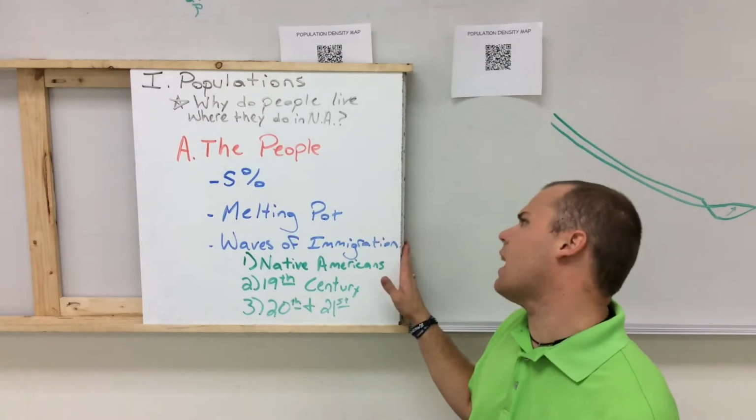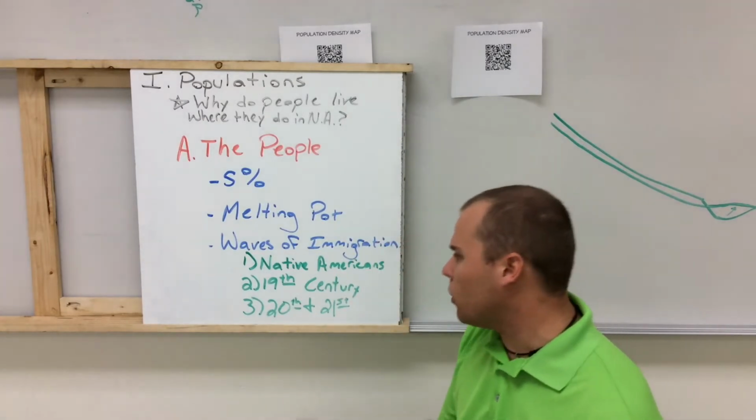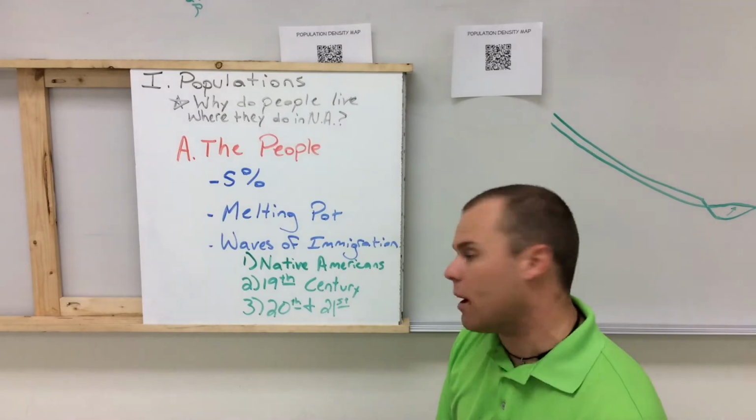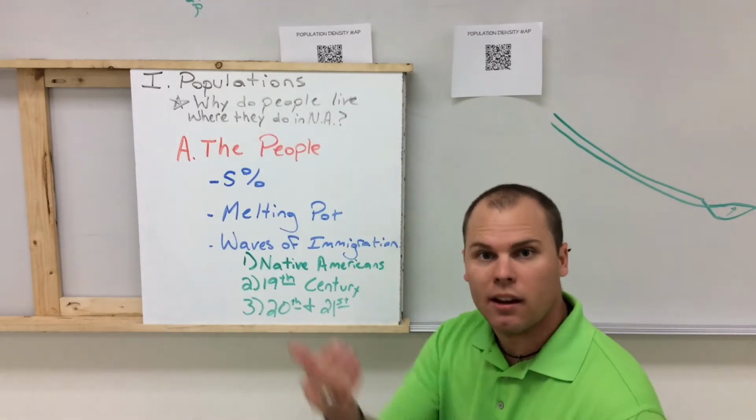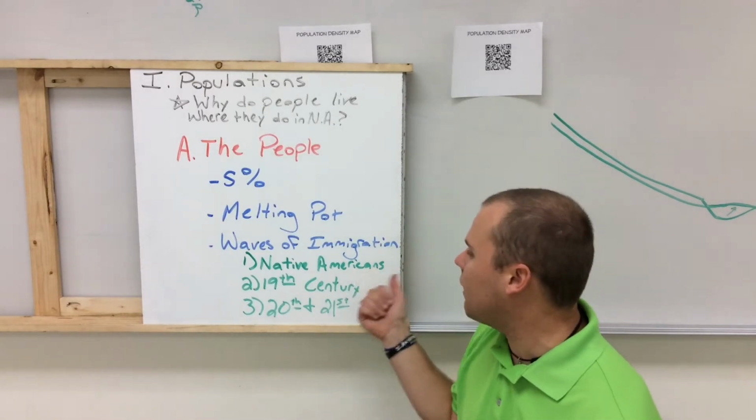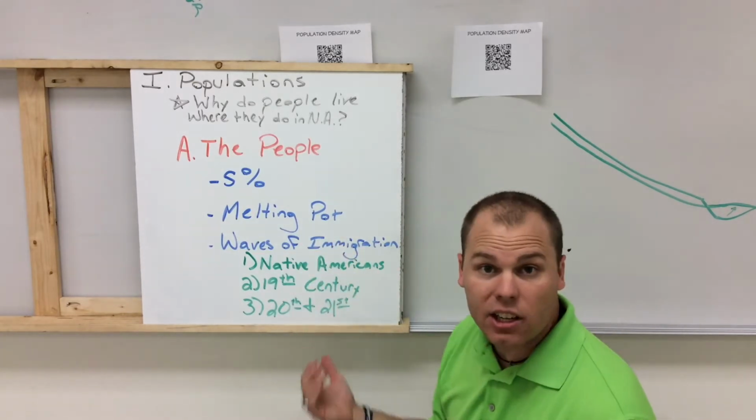Next thing I've got on this slide is the waves of immigration. There are really three big waves of immigration in North America. The first is with the Native Americans. What I mean by that is the Beringia Land Strait, coming across the Beringia Land Strait down into North America, into Canada, and into the United States.